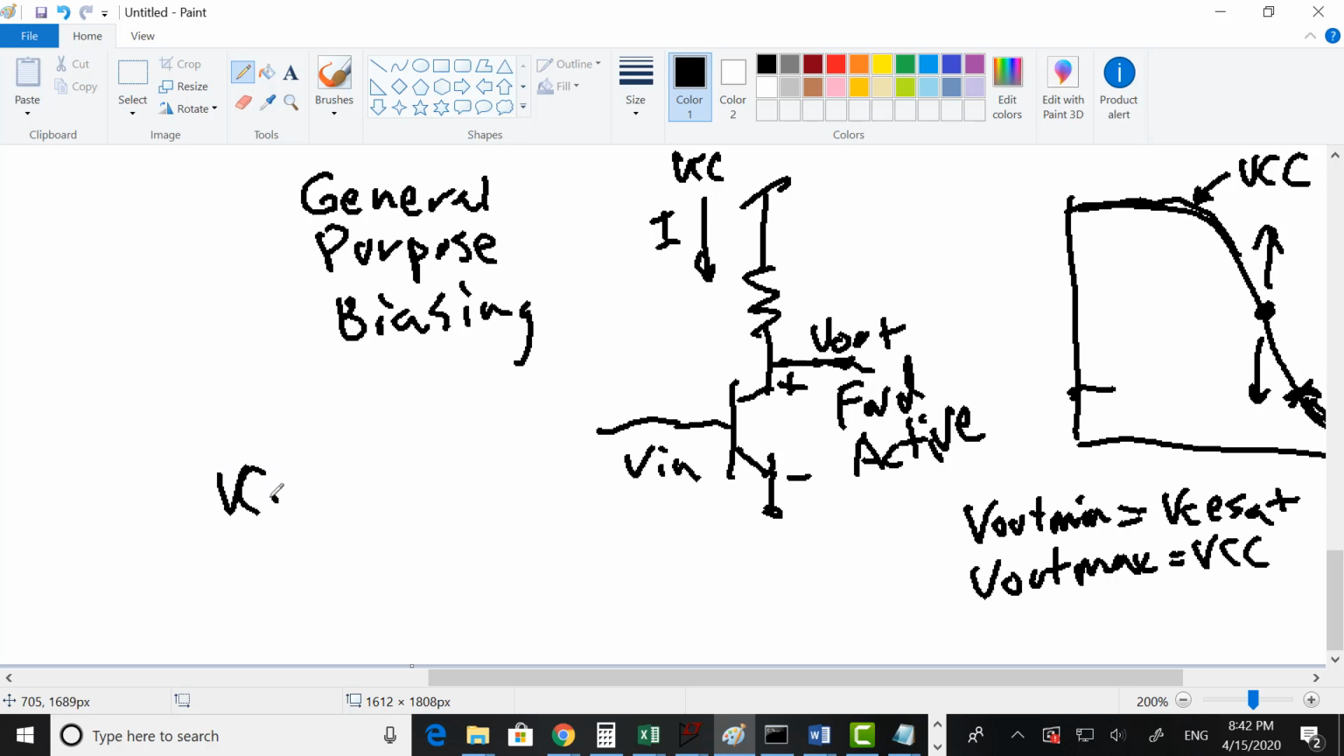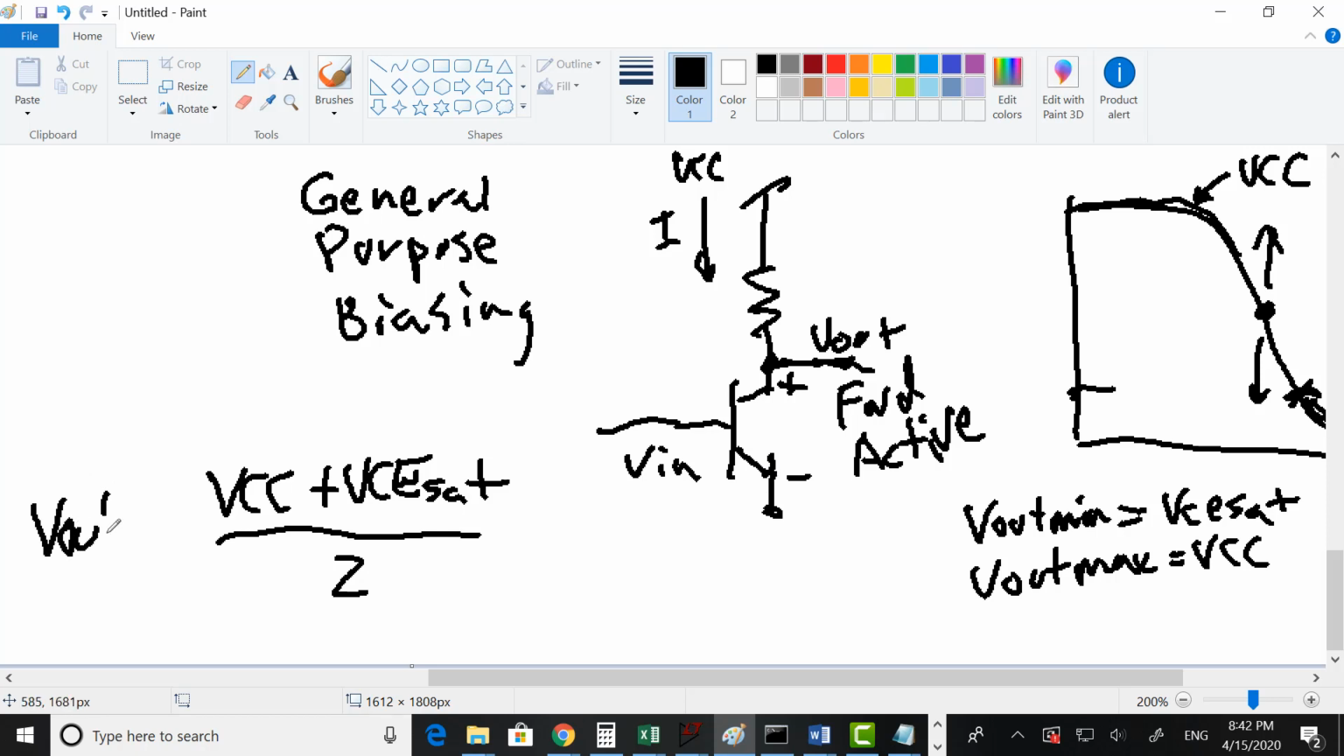So what you do is take VCC plus VCE sat and divide it by 2. You take the average of the two, and that's going to be right in the middle of where the transistor in your amplifier is in the forward active region. This is the best general purpose setting of V out that you can have, because you can go up just as far as you can go down.